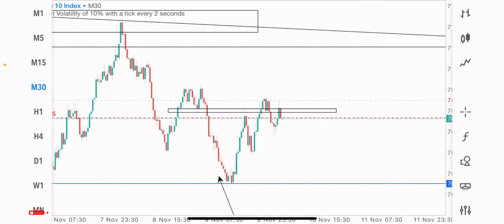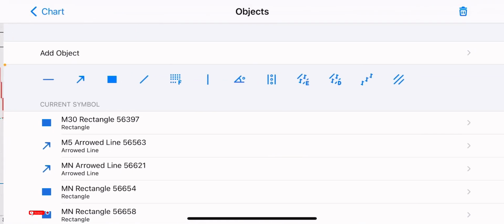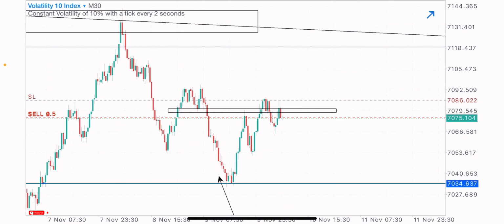So that's how I took my entry. That's how I took my sell trade on this index. More sales expected on V10 index in the coming days and hours, and I'll give you guys an update on how this trade played out.